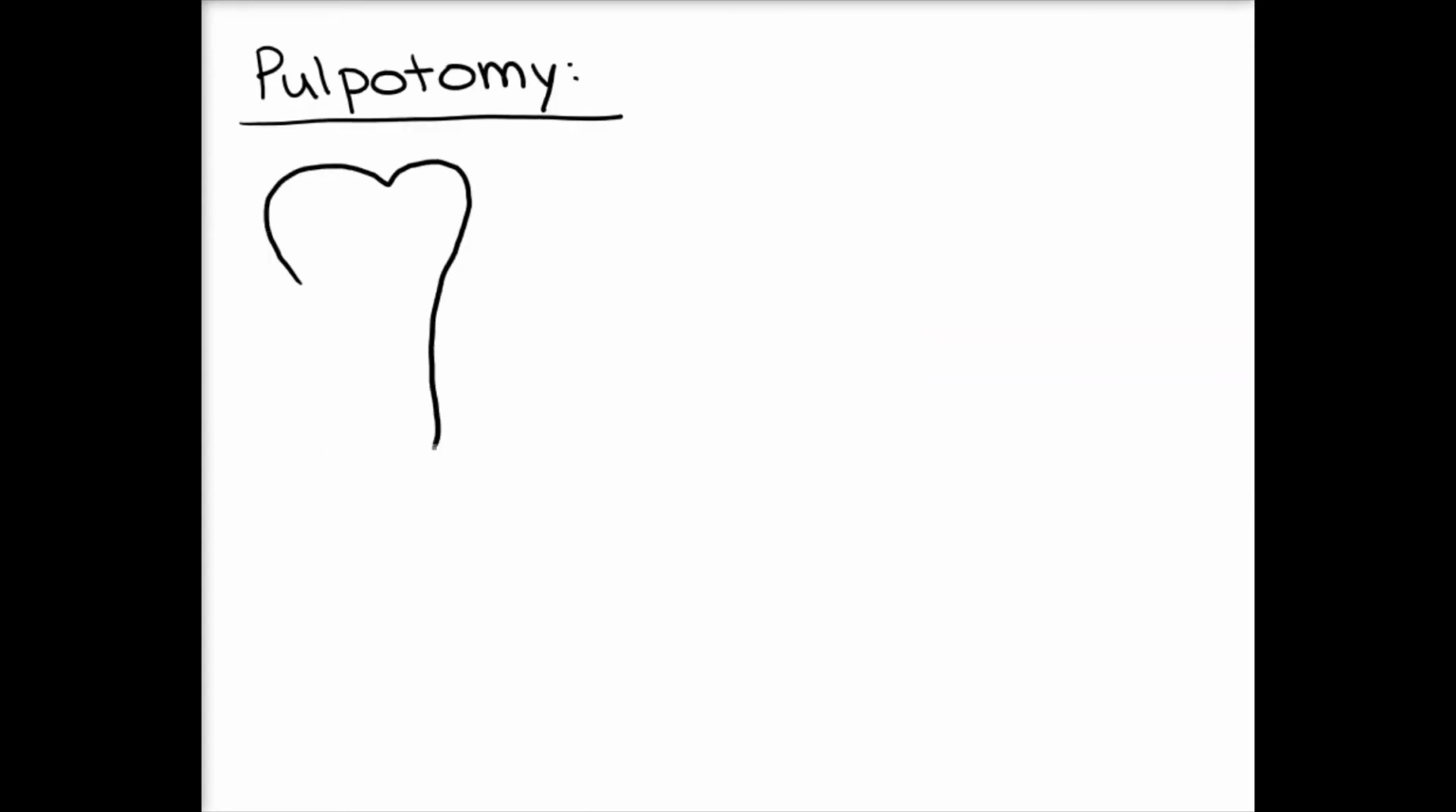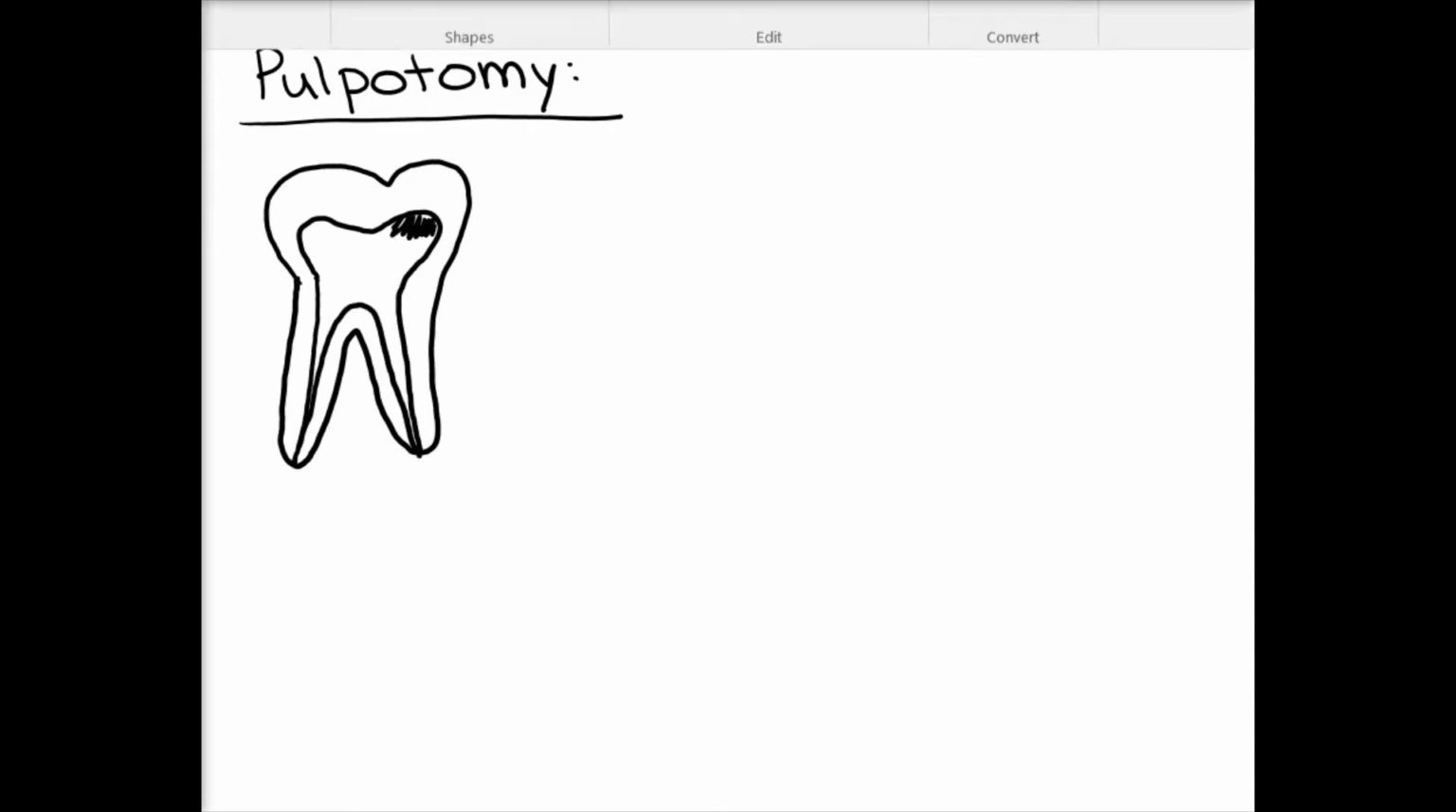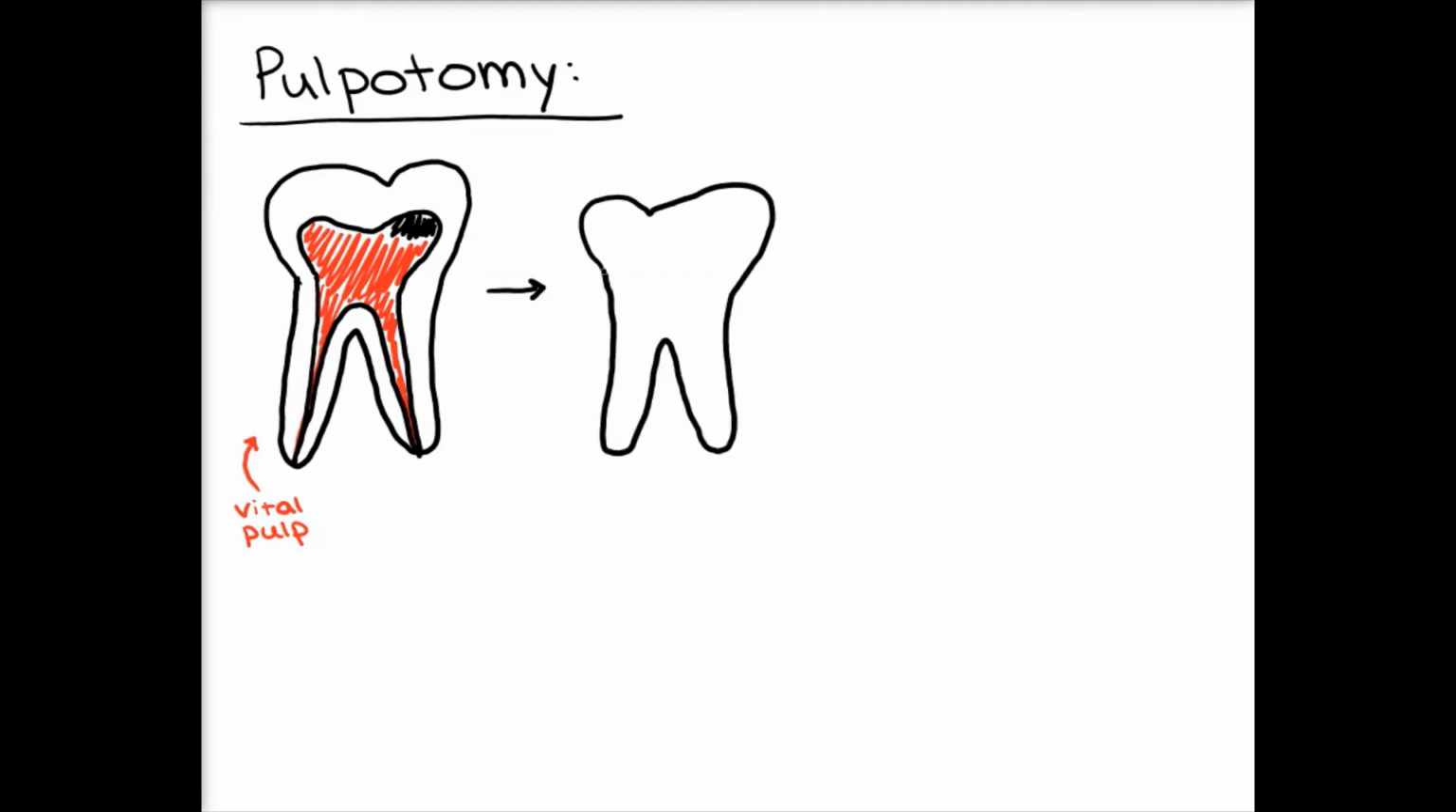Next, we'll take a look at pulpotomies. They're also known as pulp amputations. Here, I'll draw a vital tooth that is endodontically compromised. Similarly to apexogenesis, the provider will remove part of the pulp. However, in a pulpotomy, the space left behind will be filled with a biologically compatible material that will maintain the vitality of the remaining pulp.